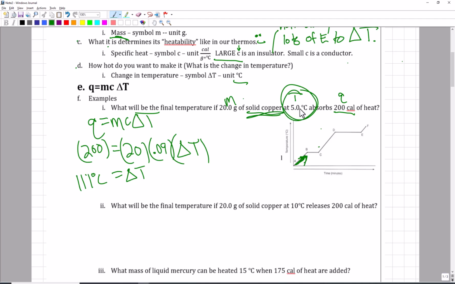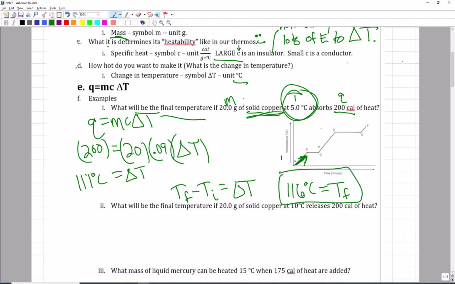So if I started at 5 and I add 111, so the final temperature, T sub F minus T sub I equals delta T, just so you know. But if I start at 5 and I go up 111, it's 116 degrees Celsius is T sub F.